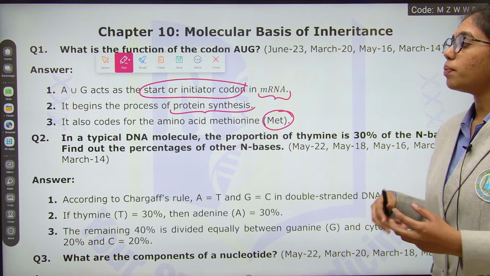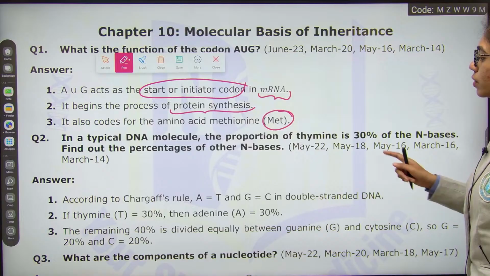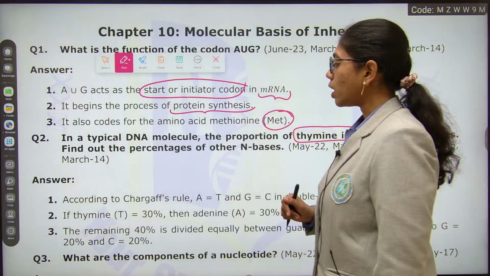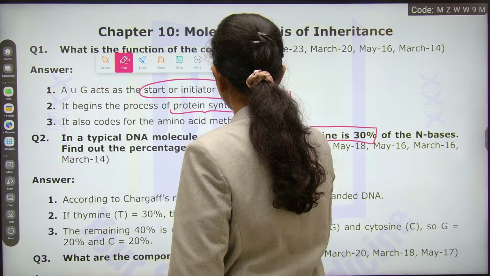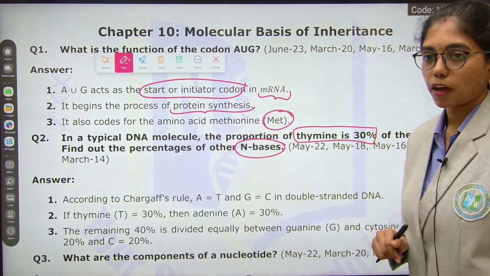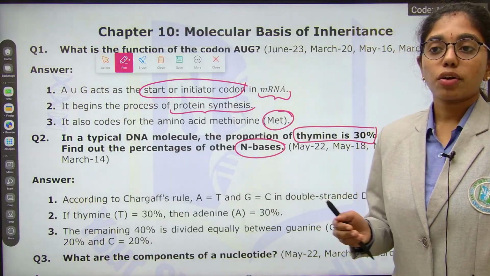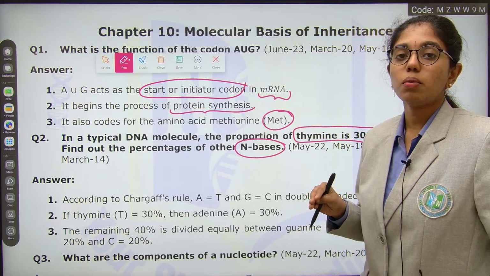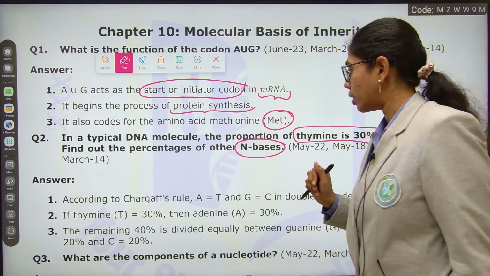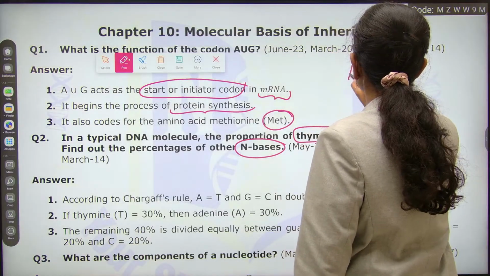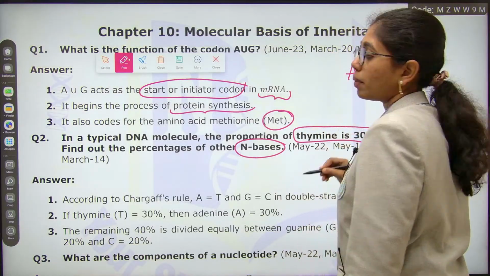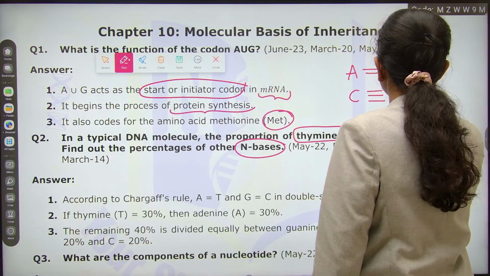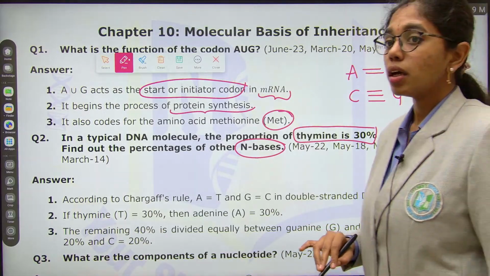Next, in a typical DNA molecule, the proportion of thymine is 30% of the nitrogen bases. Find out the percentage of the other nitrogen bases, he is asking. So we know, according to Chargaff's rule, the amount of purines will be equal to the amount of pyrimidines, right? So the amount of adenine will be equal to the amount of thymine, and the amount of cytosine will be equal to the amount of guanine. Fine. And here we go.